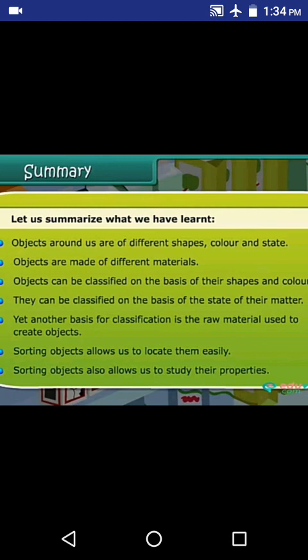Sorting material allows us to locate them easily. Yes, it is the most important point. We are able to classify the different objects on the basis of their location. Sorting objects allows us to study their properties. This is the crucial point, that separating the objects allows us to study the properties. On the basis of the separation, we are able to study the properties.